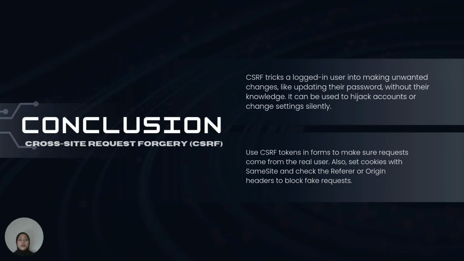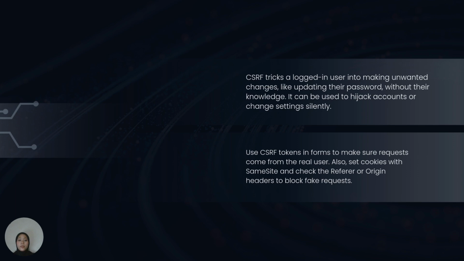CSRF tricks a logged-in user into making unwanted changes, like updating their password, without their knowledge. It can also be used to hijack accounts or change settings suddenly. To prevent this, we have to use a CSRF token in forms to make sure requests come from the real user. Also set cookies with SameSite and check the Referer or Origin header to block fake requests.